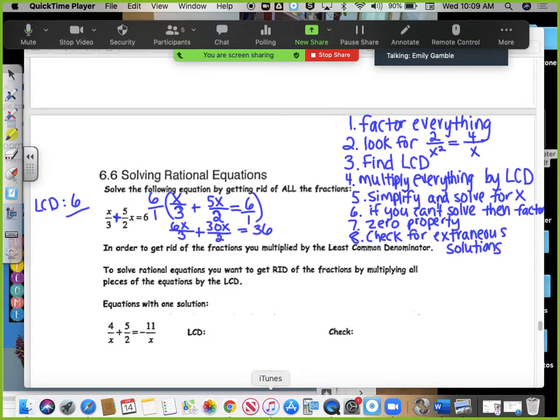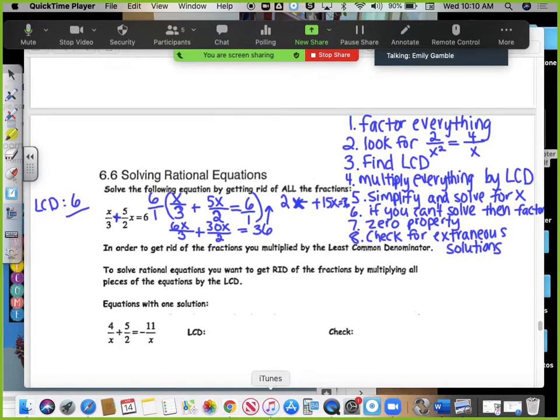Now it's time for step 5: simplify and try and solve for x. To simplify this, I can simplify 6x over 3. That's going to be 2x, plus 30x over 2 is 15x. Sorry, this got messed up. Is equal to 36.